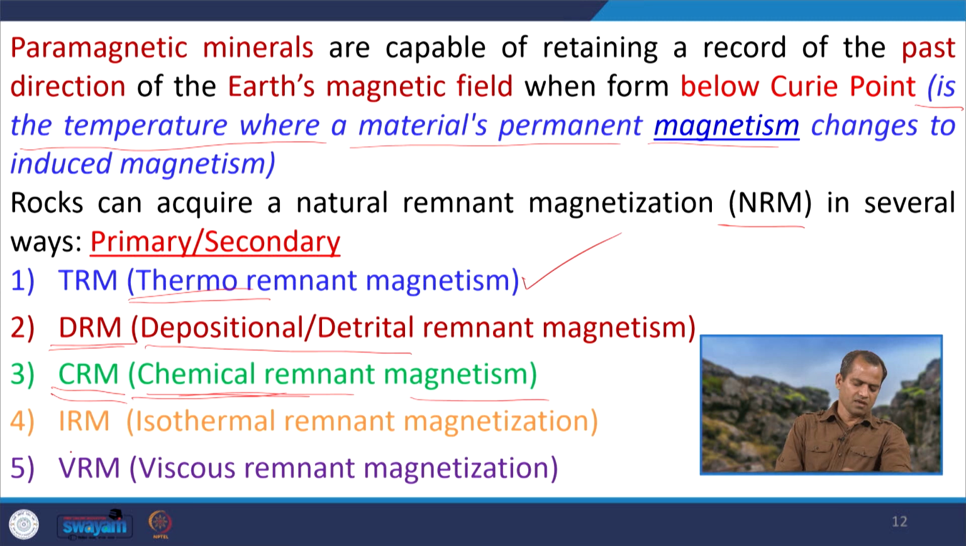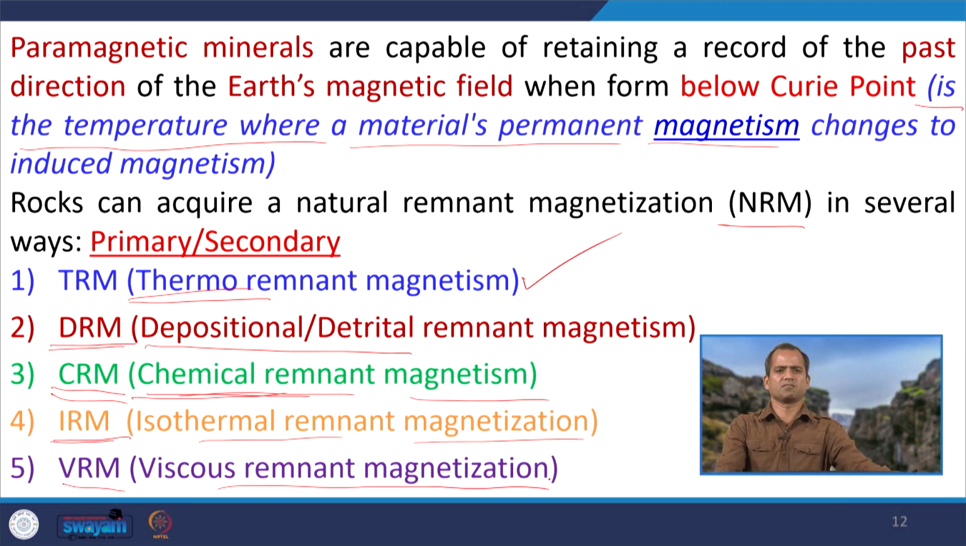And this is isothermal remnant magnetization, which is about the lightning effect, thunderstorm lightning, when there is lightning striking the earth surface. It magnetizes the rock where it falls. Then VRM, viscous remnant magnetization, means that when these magnetic minerals are placed under a weak magnetic field for millions of years, their magnetization changes and adopts the new magnetic field.